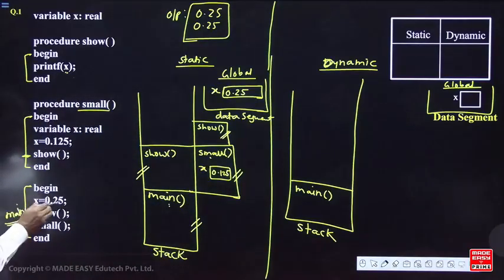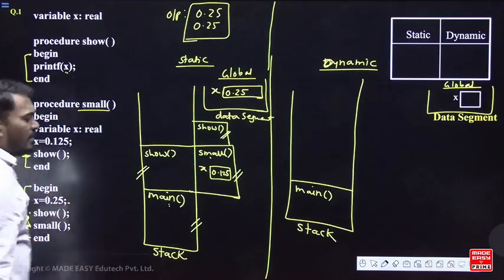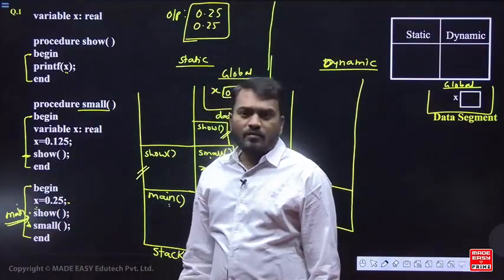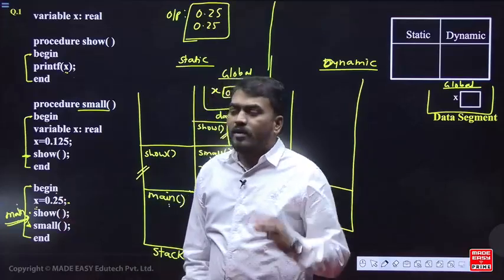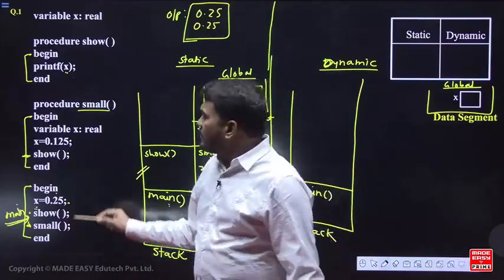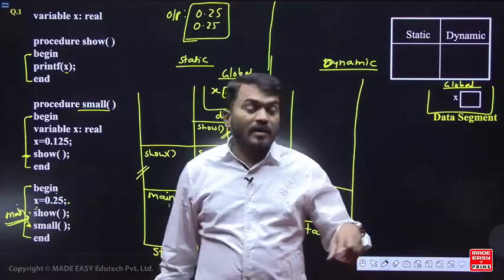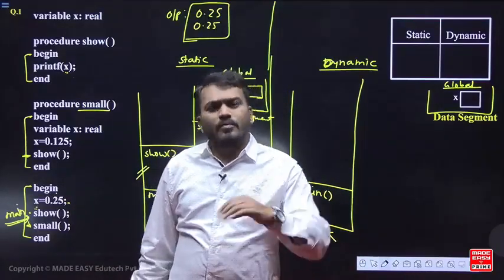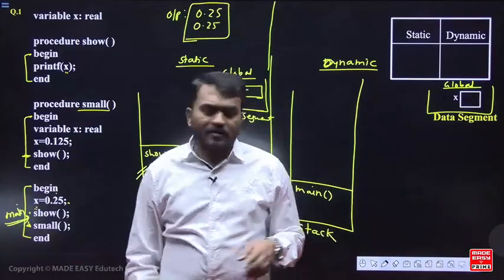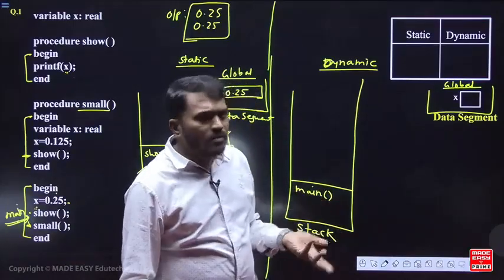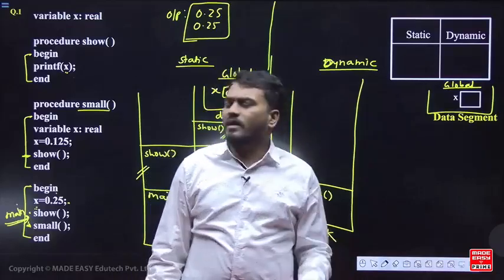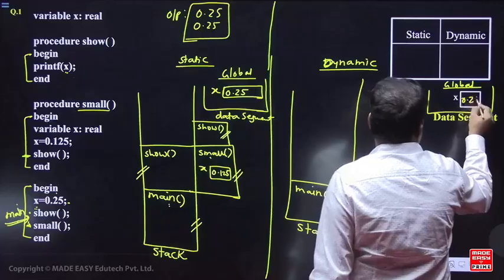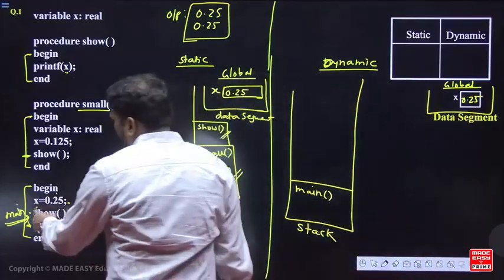In the main function, you say x equal to 0.25. This is just an assignment. Now which variable do you have to change? Here x is what? Free variable. Why? Because it is not declared in the function but used in the function. That is a free variable. So if it is a free variable, in dynamic scoping, you have to update in the previous calling function. But for main, do you have any previous calling function? No. So where is it updated? Global only. So in global, x value becomes 0.25.